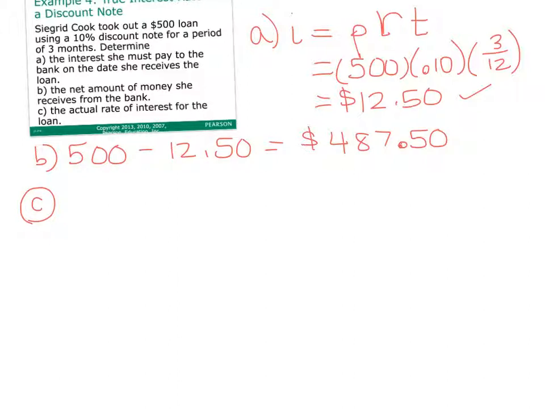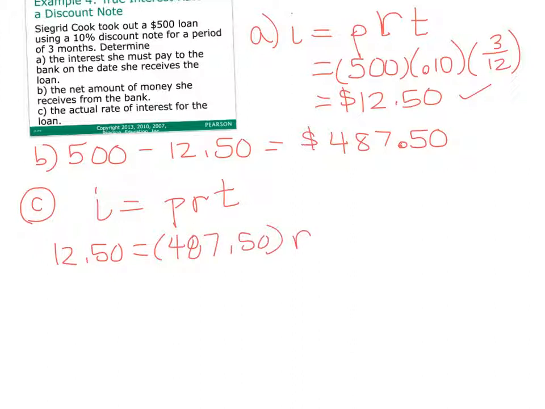To calculate the actual rate of interest for the loan, you will again use the simple interest formula, which is I equals PRT. We already calculated the simple interest before, which was the $12.50, so that's not going to change. But the principal changes. She's actually not receiving $500. She's only receiving $487.50. We don't know what rate that is, and we know she's only getting it for 3/12 of a year.